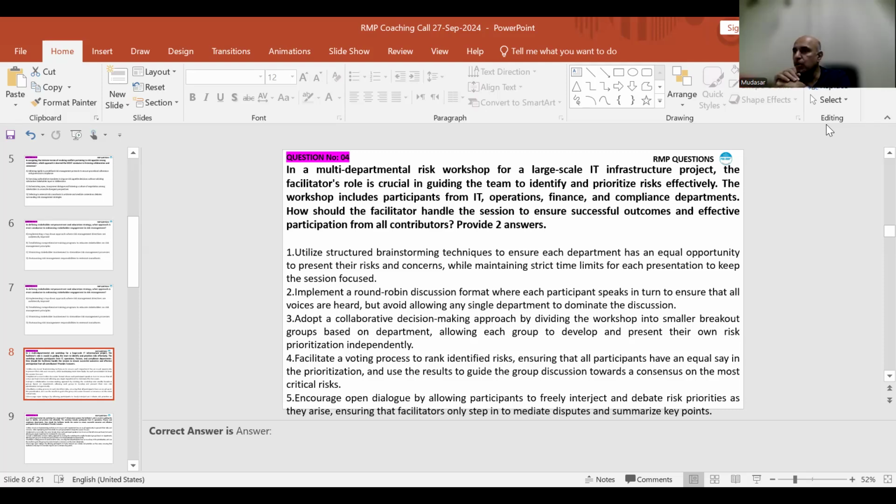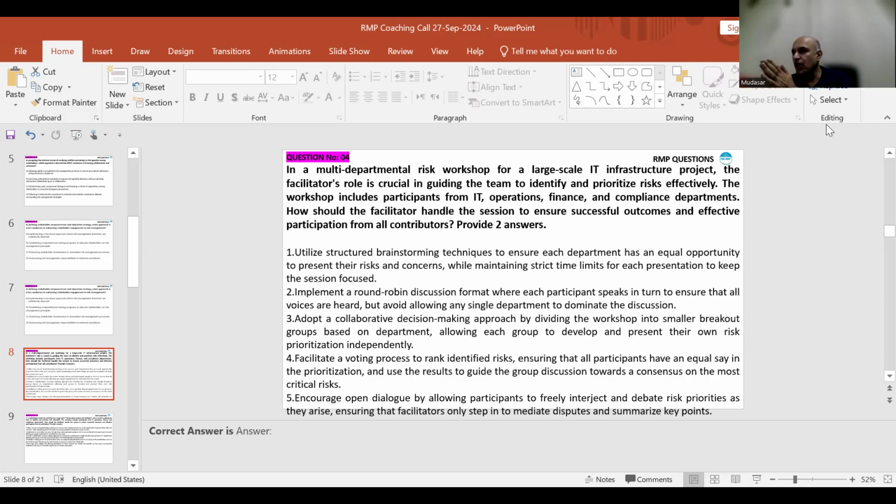I think then option number 4 becomes better instead of 1. Okay. 4 and 3. Collaborative decision making and voting process. Though 3 also has some setback. You are dividing them into groups based on departments, allowing each group to develop and present their own risk prioritization independently. The group-wide prioritization is done, but the overall prioritization is still not focused.